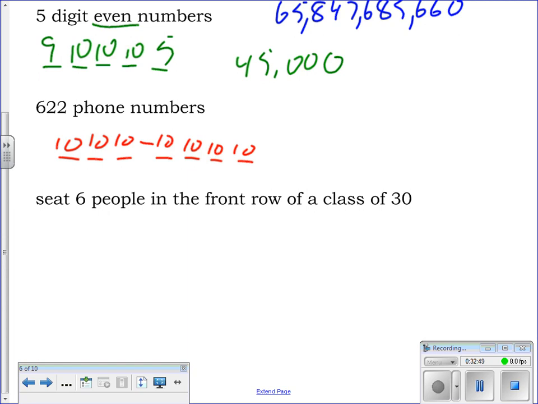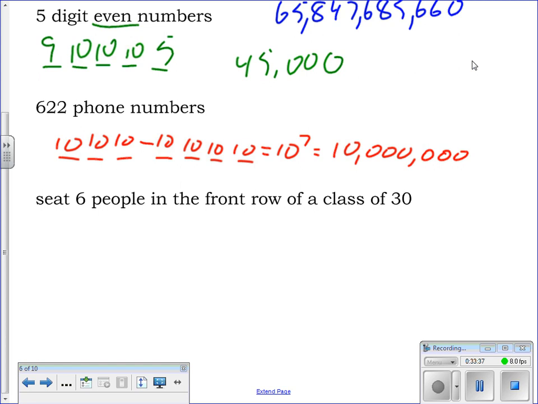Now, they're all the same. How many 10s do I have? 7, so this is 10 to the 7th, which is a 1 followed by 1, 2, 3, 4, 5, 6, 7 zeros. So there's a possibility of 10 million different phone numbers, which is not to say 10 billion people having phones, because many people have more than one phone number, particularly businesses. We'll have several phone numbers per business.